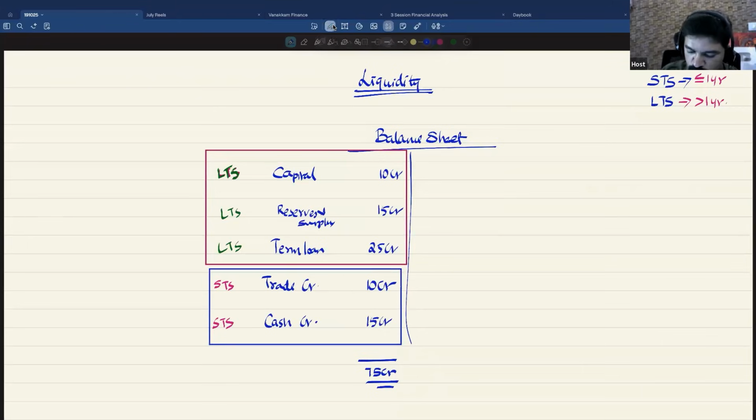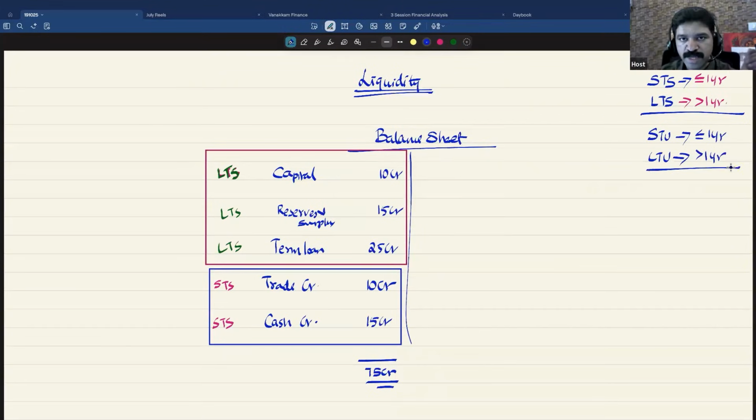Now let us look at the uses also. You have to tell me whether the uses are short-term use or long-term use. Short-term use means basically current asset. What is a current asset? You can convert it into cash within a period of 1 year. Long-term use means non-current asset. It means it will take more than 1 year for conversion back into cash.